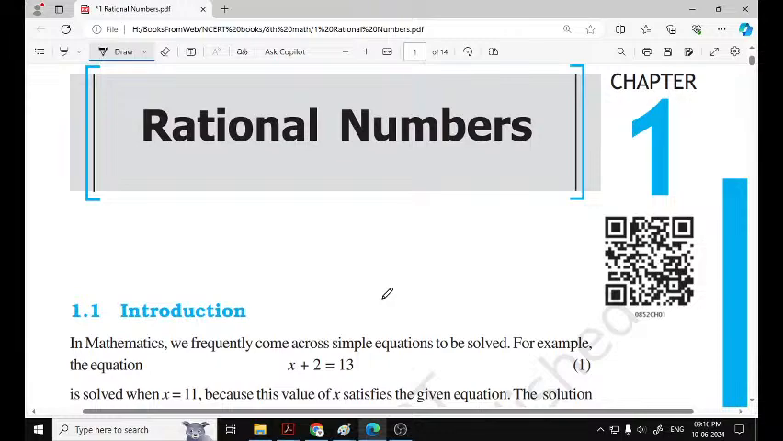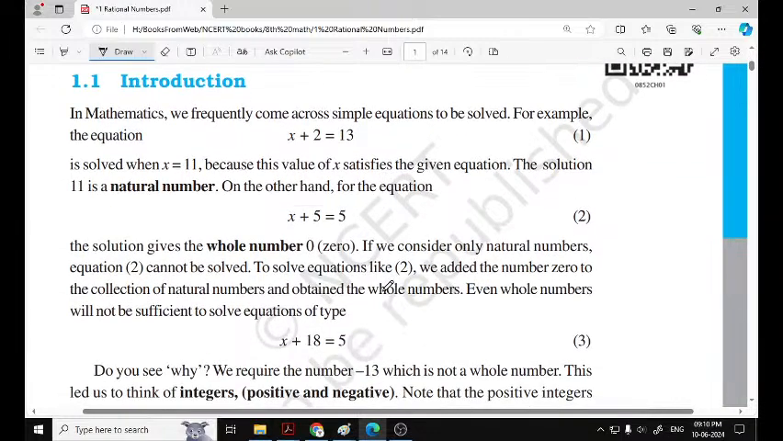Now let us start with our chapter, and the name of chapter is rational numbers. In mathematics, we frequently come across simple equations to be solved. For example, the equation x plus 2 is equal to 13. We have to find out value of x such that LHS and RHS are equal. So here we can find out that if x is equal to 11, 11 plus 2 is 13, and left hand side and right hand side values are equal.